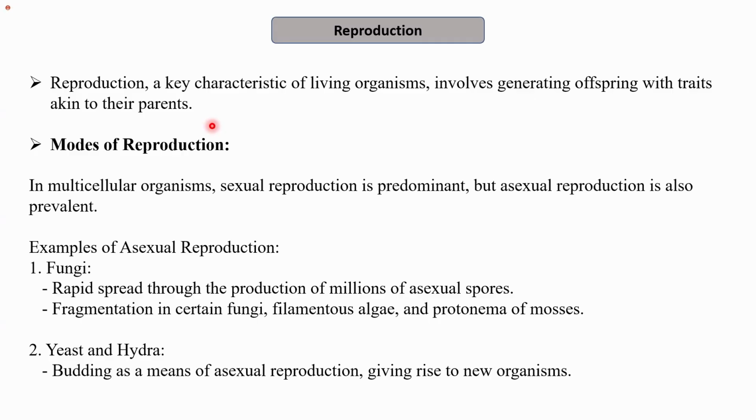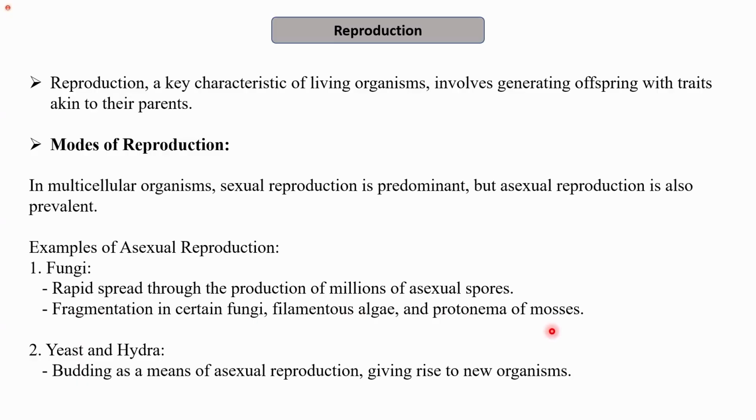So there are different modes. As I mentioned, in multicellular organisms, usually in plants and animals, in most cases sexual reproduction is predominant, while asexual reproduction is also prevalent in some cases. For example, fungi, which are also multicellular organisms, reproduce most of the time through asexual reproduction. The rapid spread through the production of millions of asexual spores leads to the production of new offspring in fungi. Fragmentation in certain fungi, filamentous algae and protonema of mosses also leads to reproduction.